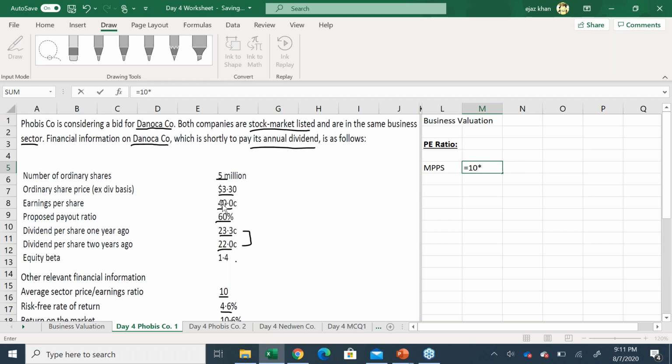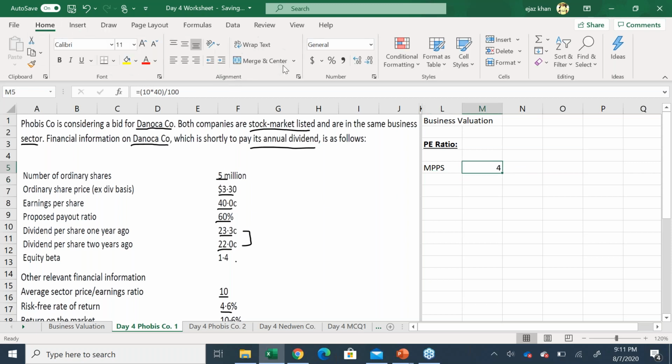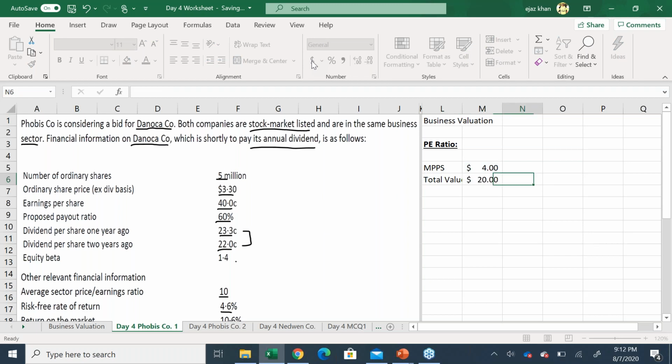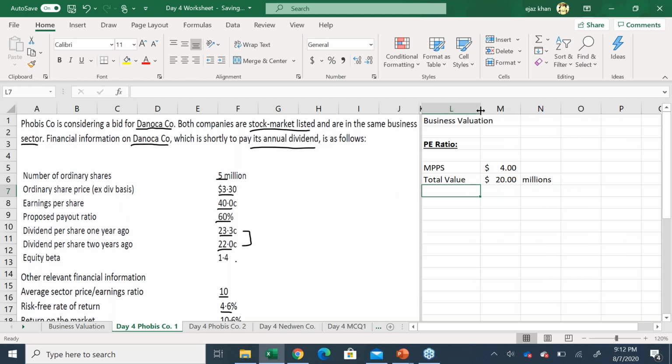Earning per share is 40 cents. So 40 cents divided by 100 to convert it into dollars. So 10 into 40 cents divided by 100. Here we go. We've got the share price $4, but it asks for the total value of the company. So the total value will be $4 multiplied by 5 million shares. So it's in millions. The total value of the company as per PE ratio is $20 million. That's it.